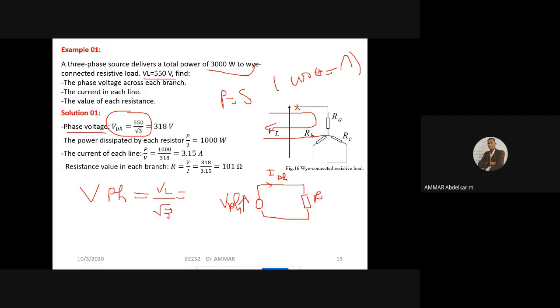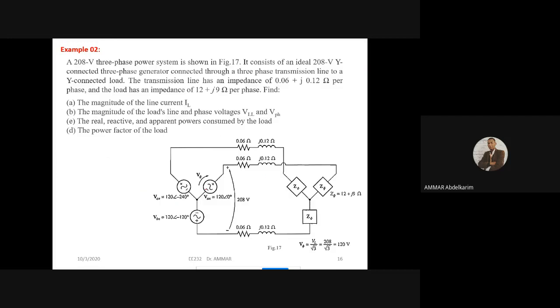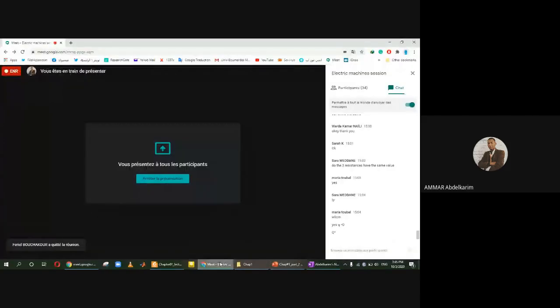We are going to see a more complicated example later. So the power is 1000 over 318. So the current is 3.15 amps, and the resistance V over I equals 318 over 3.15, which is equal to 101 ohms. So this one is very simple. Let's pass to the next one. Okay, the next one is a good example.